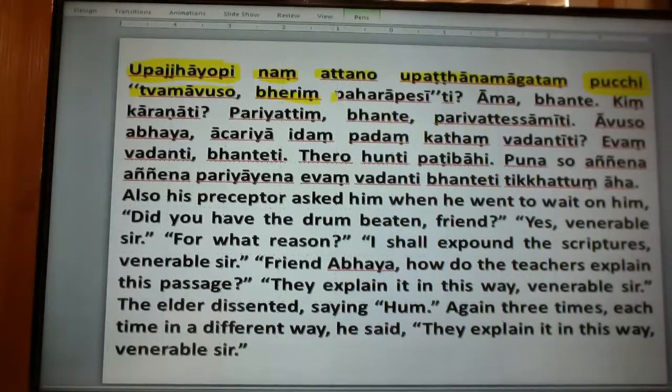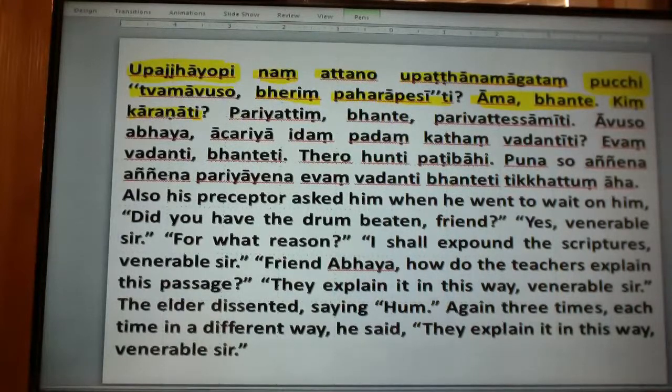Pahasiti. Pairing means drum. Pahas Pesi means, in order to strike the drum, the preceptor asks him. So the Abhidhamma answers, Ama Bandi. Yes, Venerable. The Abhidhamma answers like this, Ama Bandi, yes, Venerable. So the preceptor asks again, King Karanadi.